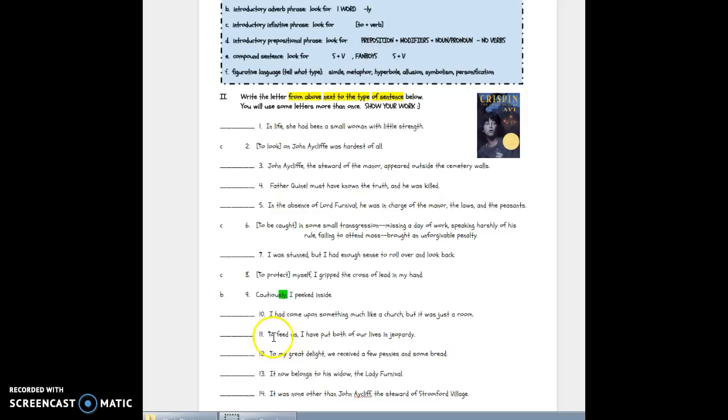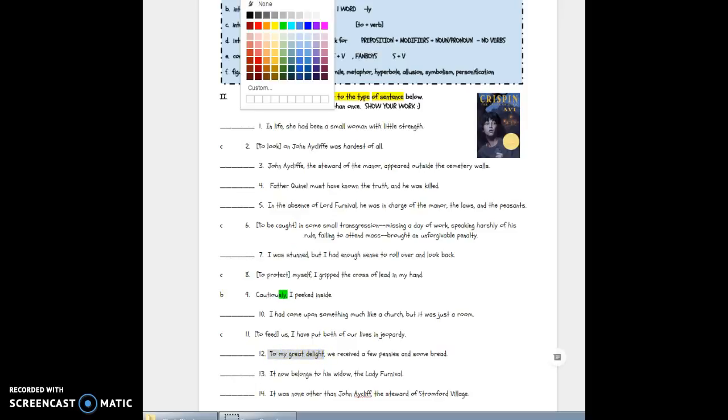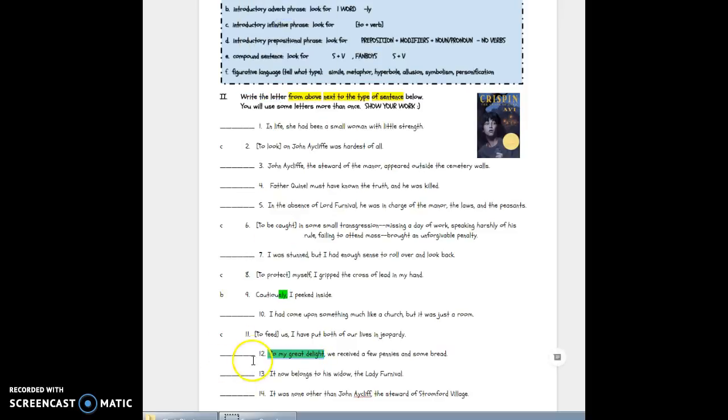To feed. Is feed something that I could do? That's an action. To feed. So that one must be an infinitive. To my. Is my a verb? Can you my? That doesn't sound like a verb. So I know right away that this one has to be a prepositional phrase. And what we've been doing with prepositional phrases is highlighting them. So, and I can go ahead and label that one with a D.